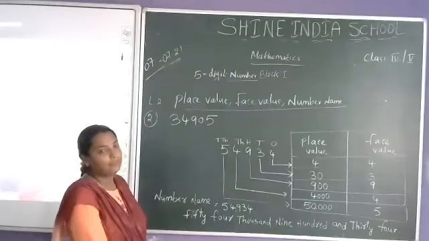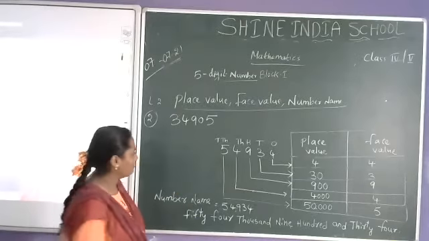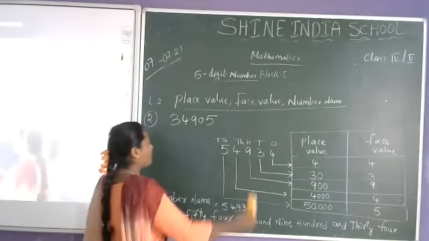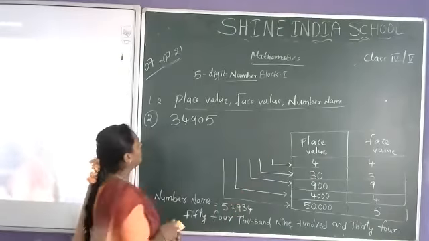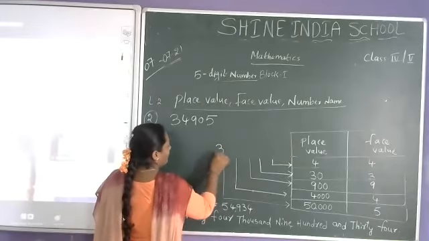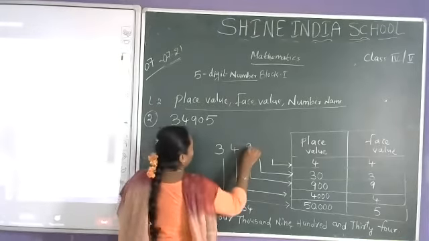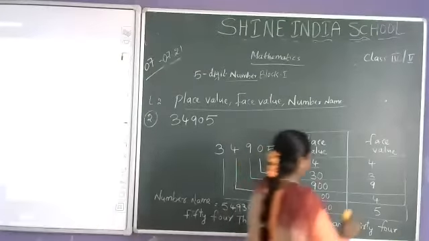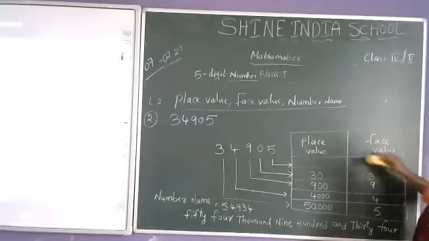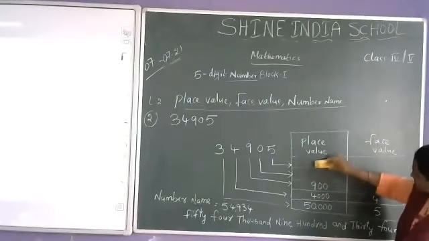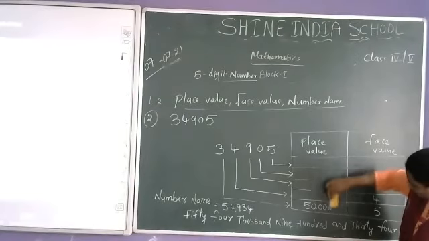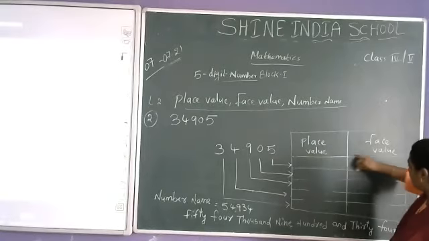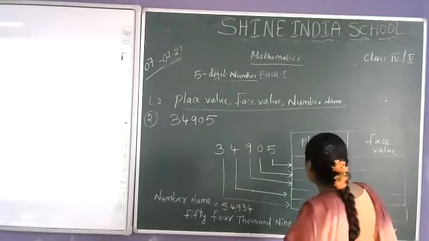The whole process is the same. So I'm going to change the number. 3, 4, 9, 0, 5. Okay. Don't wait for me. You can do the problem if you know.